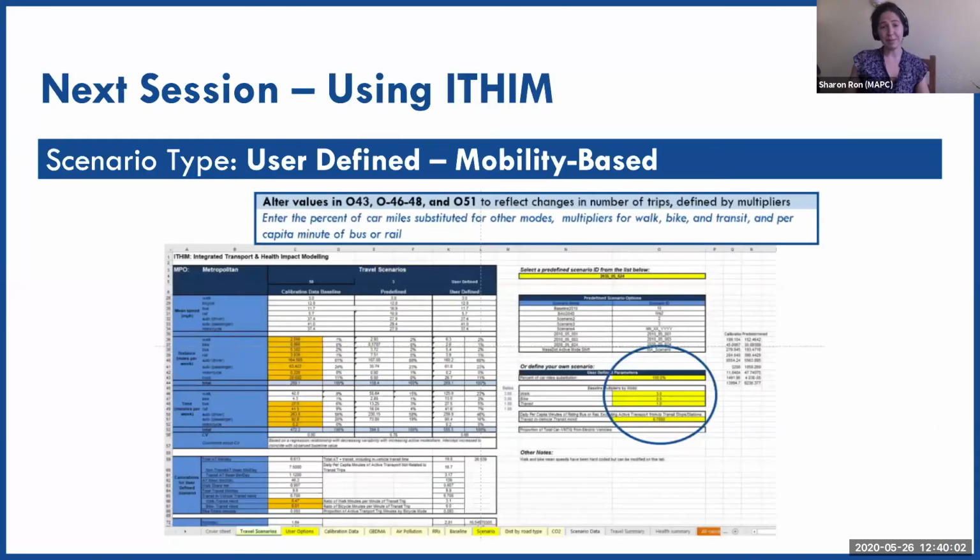After today's meeting, a little bit later this week, I will send you a recording of how I modified that Excel worksheet to get the output graphs that I shared with you today. This is just a screen grab from what I was modifying to do it. And next week, we will go through, for each one of those different scenario types, how you might modify these spreadsheets to get those health and travel outputs.